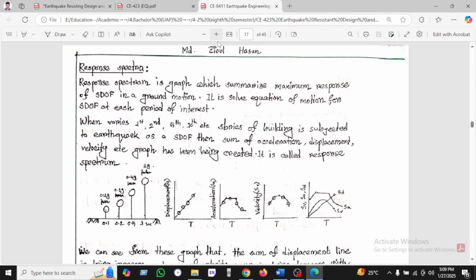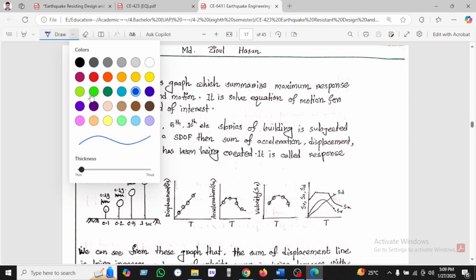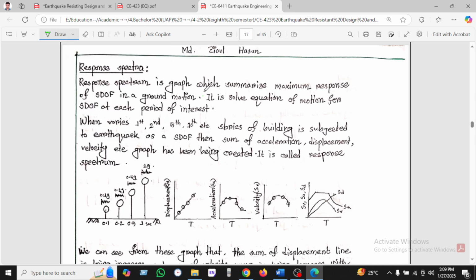As we have seen here, the response spectrum is a graphical summarization of the maximum response of a single degree of freedom system in a ground motion. It is the solution of the equation of motion for a single degree of freedom at each period of interest. When first, second, third, and fifth story buildings are subjected to earthquakes as single degree of freedom systems, the acceleration, displacement, and velocity graphs are calculated, and it is called the response spectrum.